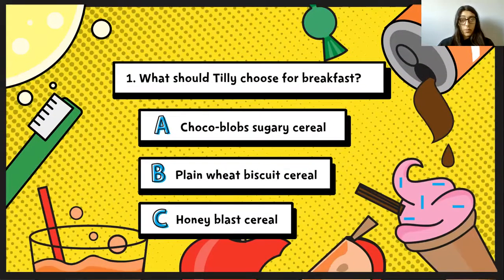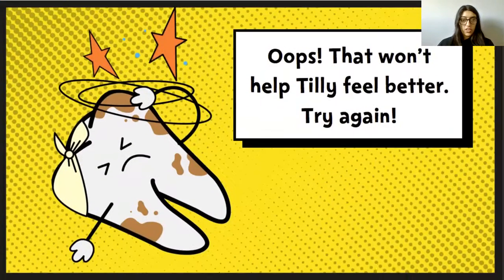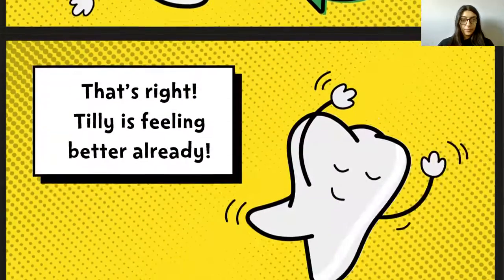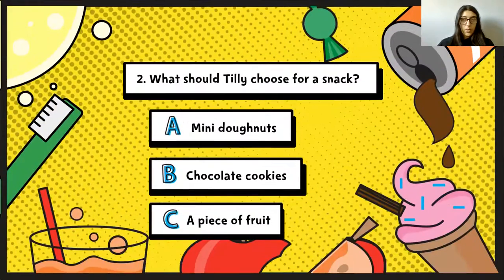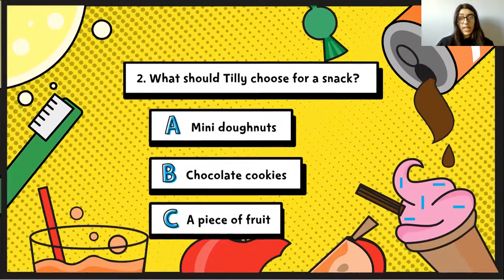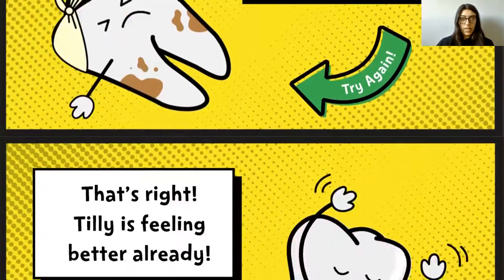Here's the example of the first question, which is, what should Tilly choose for breakfast? A, Choco Blobs sugary cereal, B, plain wheat biscuit cereal, or C, Honey Blast cereal. And you have to make the right choice, the healthy choice, not the sugary choice. So there are a few questions on there. And I would like you to go through each slide and answer the questions, okay?